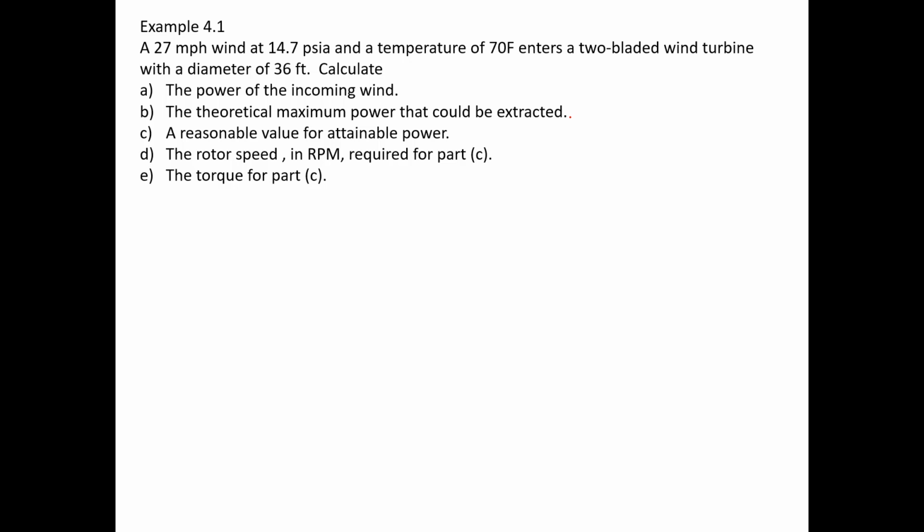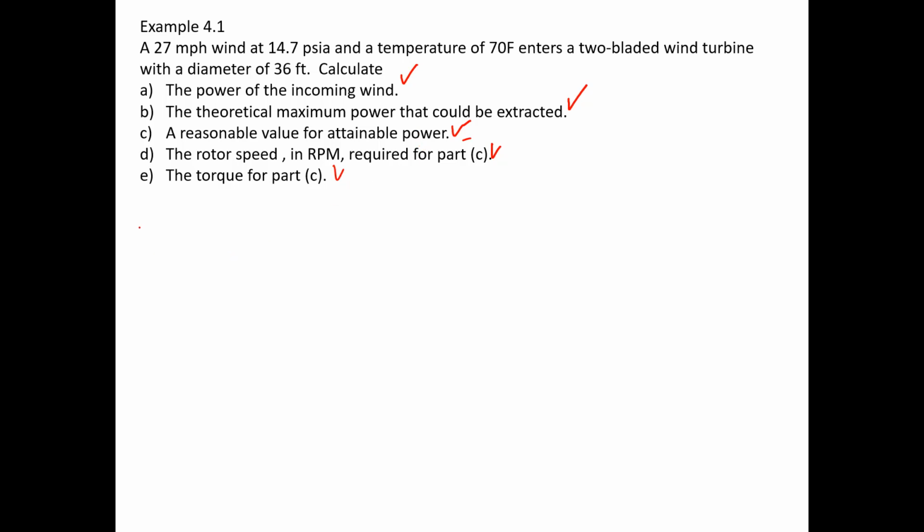14.7 psi and a temperature of 70 degrees Fahrenheit enters a two-bladed wind turbine with a diameter of 36 feet. And it's asking you to compute the following. The power of the incoming wind, the theoretical maximum power that can be extracted, a reasonable value for attained power, and the rotor speed in RPM for part C, as well as the torque for part C.